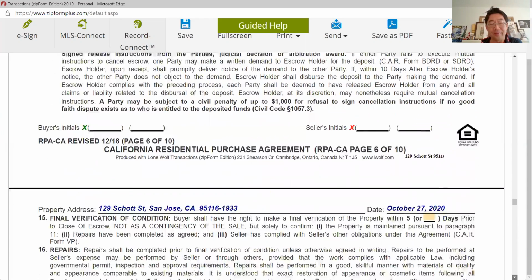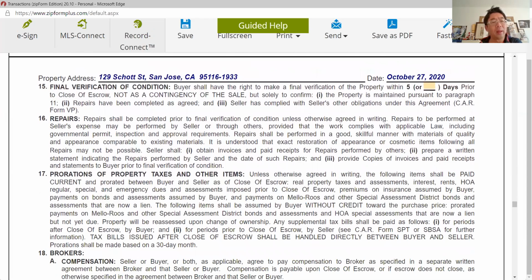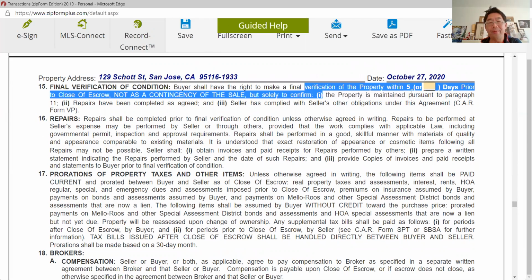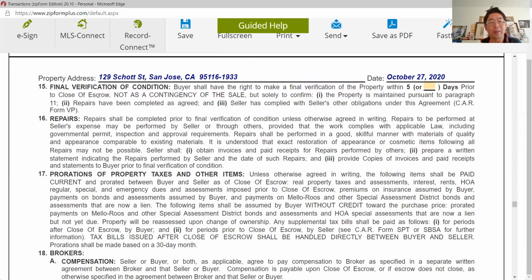Final verification of condition, that's the final walkthrough. It needs to be performed 5 days before closing, 5 days before close of escrow.